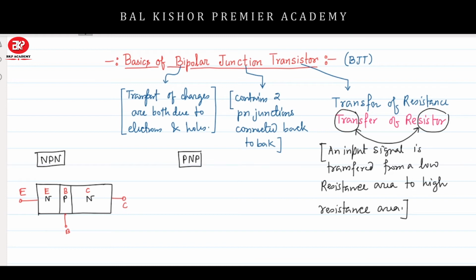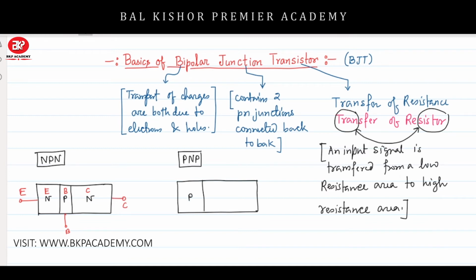Similarly, we can draw a simple block diagram of a PNP transistor, and it looks like this. It is a P type region, next there is an N type region, and next another P type. We can also name here the emitter region, the base region, and the collector. So there will be three terminals: this is the emitter, this is the collector, and this is the base.